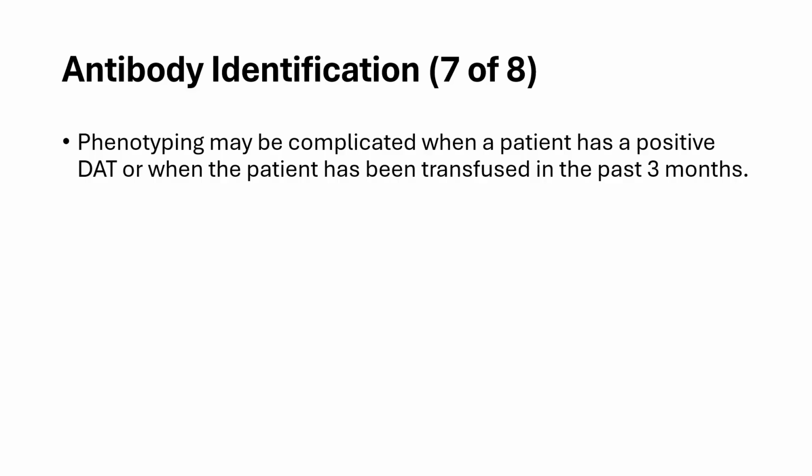If they've had a recent transfusion, within the last 3 months, so if the patient has received transfused red blood cells recently, their circulation can contain a mixture of their own cells and donor cells. This mixed population can lead to mixed or confusing phenotyping results, since donor cells may express different antigens than the patient's own cells.